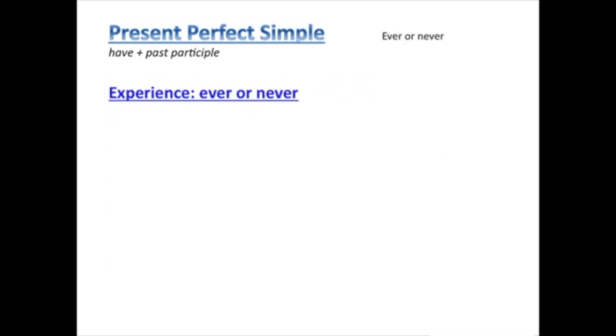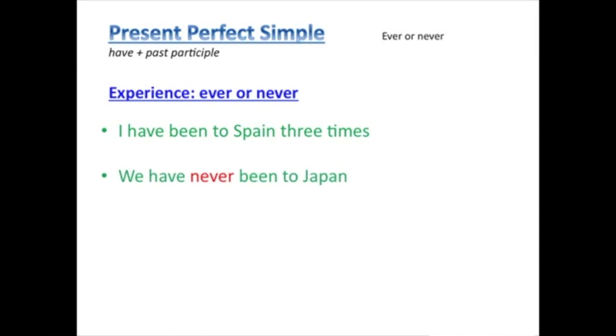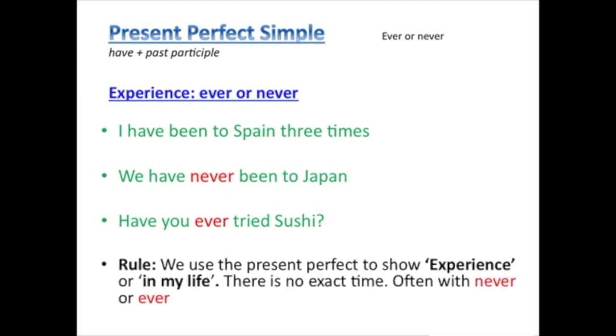Okay. The present perfect simple is used with ever or never, and this is about experience, something you have done in your life up till now. So, for example, I have been to Spain 3 times, but we have never been to Japan. Or I could ask you, have you ever tried sushi? The rule here is we use the present perfect to show experience or in my life. There is no exact time, and often with the adverbs never or ever.